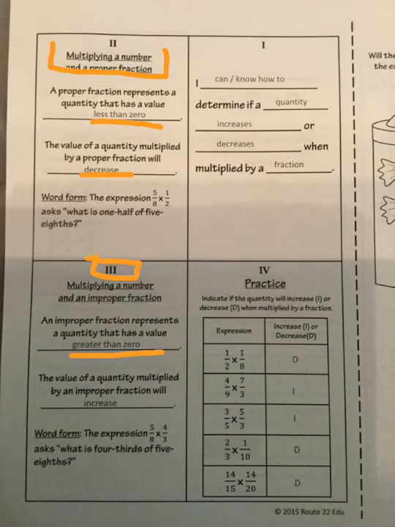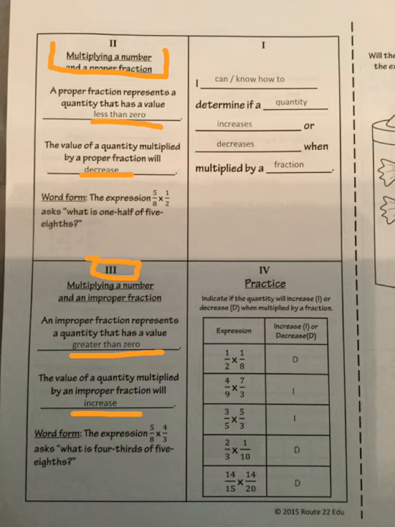The value of a quantity multiplied by an improper fraction will increase. Again, that's very important. So if you multiply by an improper fraction, you are going to get an increase. Word form. The expression 5/8 times 4/3 asks, what is 4/3 of 5/8? That's what it's asking you. Okay, now look at the practice section.